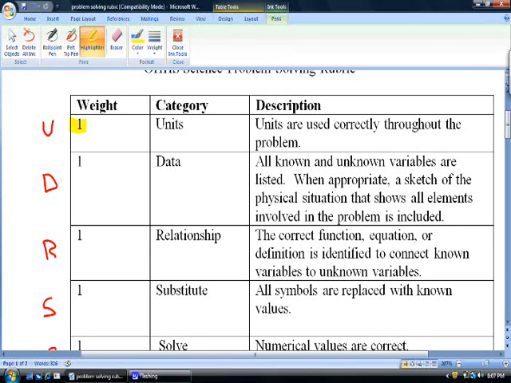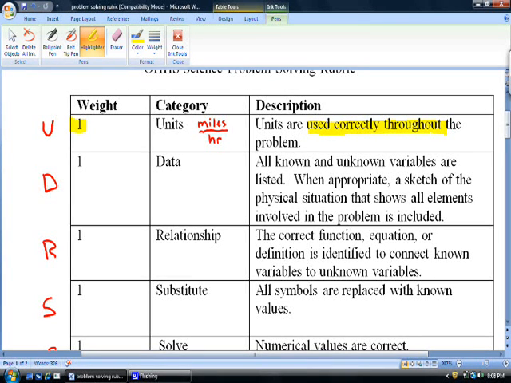The first one here, the units. We're talking about units like, maybe something like miles per hour. And we're looking for that unit, of course, at the end of the problem as part of the answer, but also that you've used units correctly from the beginning of your solution clear to the end. That's worth a point, 20% of the problem.